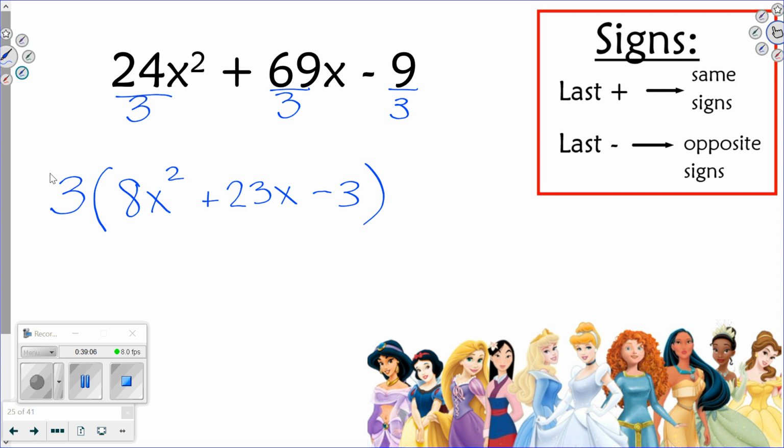So once I pull out my GCF, the reason I love GCF being in there is look how big those numbers were. Now look at my numbers. They're a lot smaller. And that can eliminate a whole lot of possibilities.